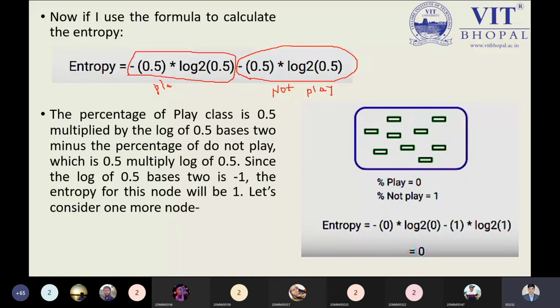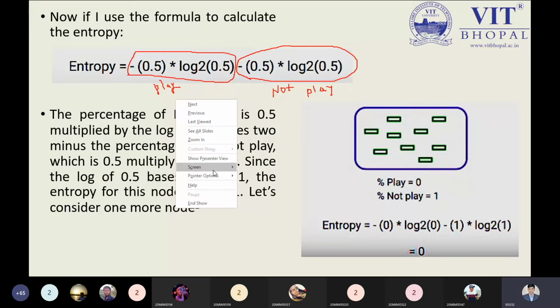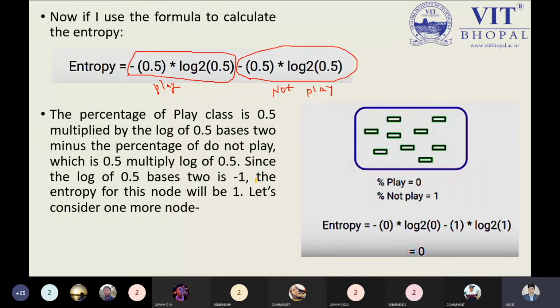So you can see, observe over here, what is written. It's a very simple statement. The percentage of the play class is 0.5 multiplied by the log base 2 of 0.5, minus the percentage of the do not play class, which is 0.5 multiplied by the log of 0.5 base 2. Since the log base 2 of 2 is 1, so minus 1. So ultimately, the entropy of this value is 1. We are getting the ultimate value, 1.